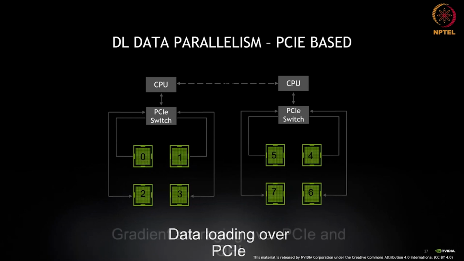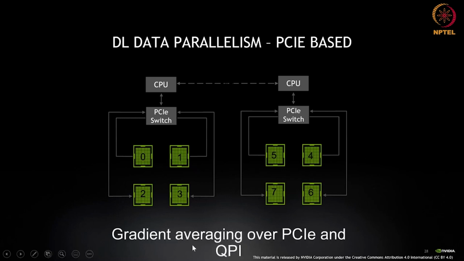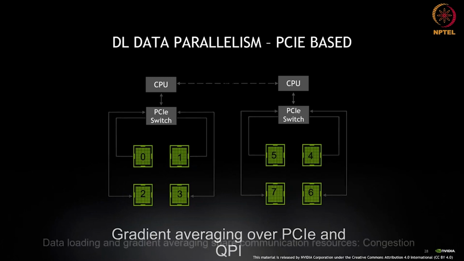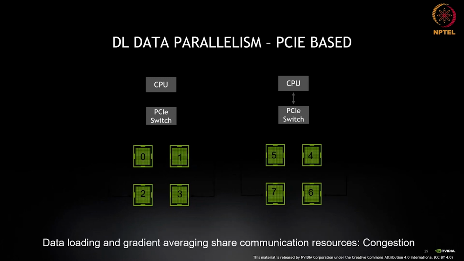And when you are running it in parallel, you are also doing gradient averaging at the same time, and that also you will do via the PCI. So you're using the same PCI for transferring the data to the GPU, and also for the gradient averaging part, which will result in choking of the PCI bus alone, right? So the data loading and gradient averaging are sharing the same communication resources, leading to congestion.